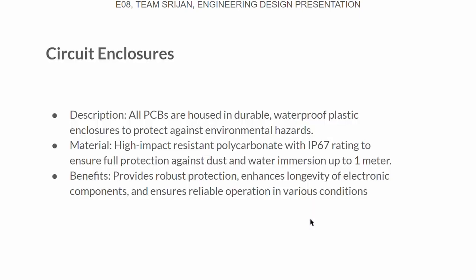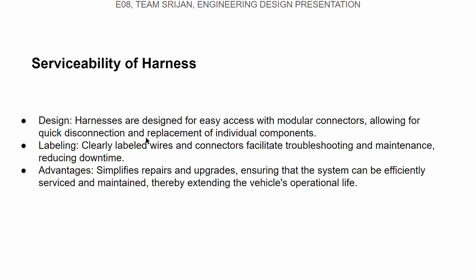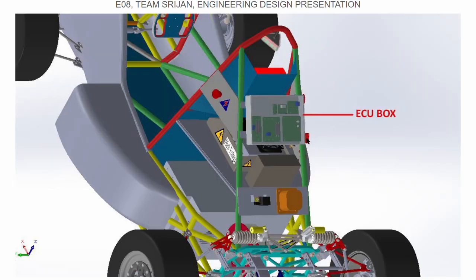Hardware packaging, harness, and connectors. Circuit enclosures. All PCBs are housed in durable waterproof plastic enclosures to protect against environmental hazards. The visibility of harness. Harnesses are designed for easy access with modular connectors, allowing for quick disconnection and replacement of individual components. This CAD rendering shows the placement of LV system container on a vehicle.